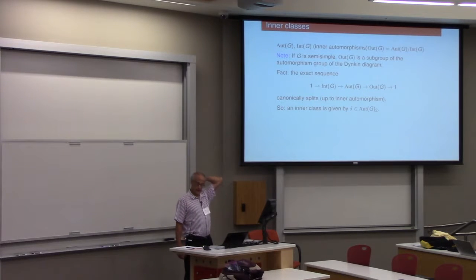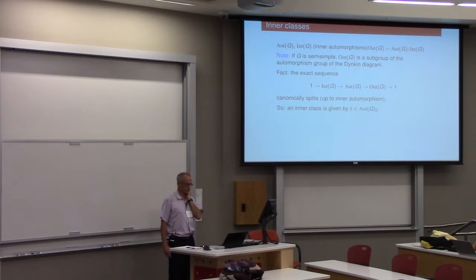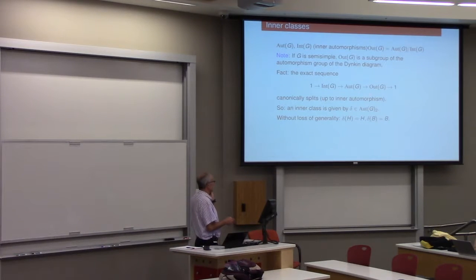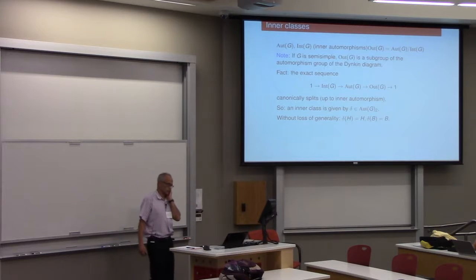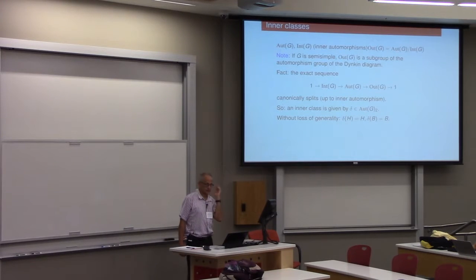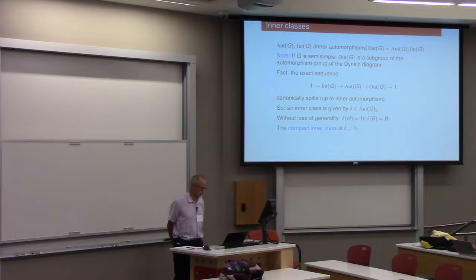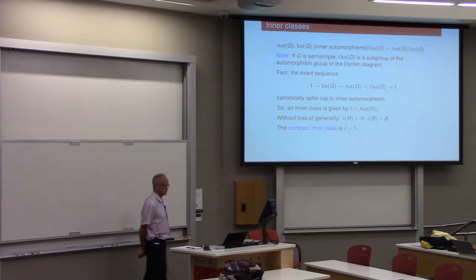And so an inner class, remember, is given by an element. I'm sorry, that's a misprint. That should say an element of Out(G) of order 2, an outer automorphism. Well, maybe I'm using the splitting, I forget. An inner class is originally given by an outer automorphism of order 2, but using the splitting, you actually get an automorphism of G of order 2, and it's arranged so that it fixes H and B, and as I said yesterday, it also fixes the pinning data, the set of X alphas, but that's not going to be important for us here. And I've talked quite a bit about the compact inner class, that's when delta is equal to 1.